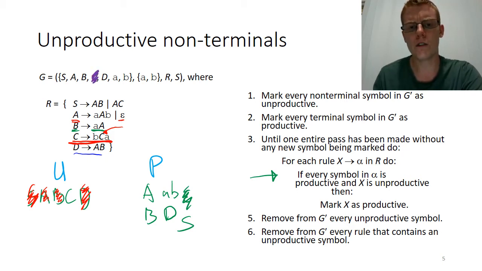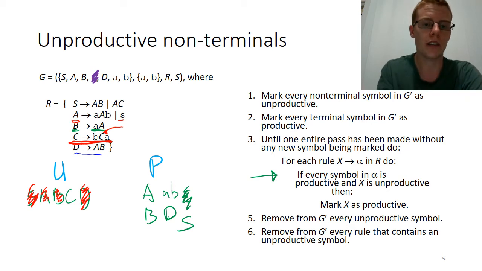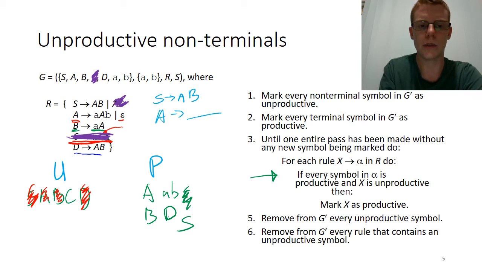Then we remove every rule that contains an unproductive symbol, whether it be on the right or the left-hand side. Now this rule contains an unproductive symbol, and this rule obviously contains an unproductive symbol. So our grammar at the end just consists of S goes to AB, A goes to all of the things it went to before, B goes to AA, and D goes to AB.